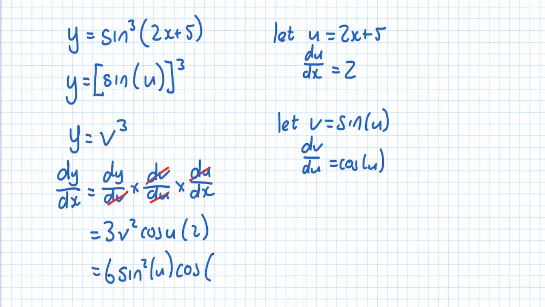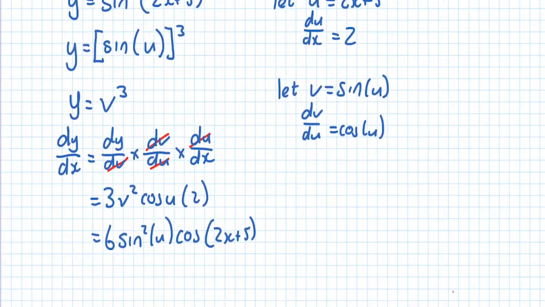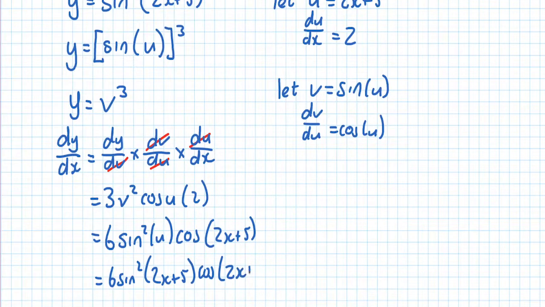So cos of u is cos of 2x plus 5, because u is 2x plus 5. Now what we need to do is write this u in terms of x as well. So to do that, we're going to go equals 6 sine squared, u is 2x plus 5, times cos of 2x plus 5.